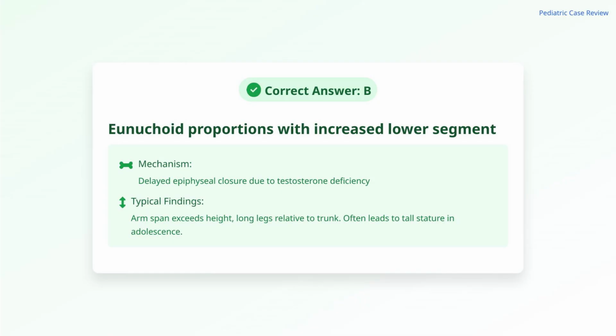Males with Klinefelter syndrome develop characteristic body proportions due to testosterone deficiency affecting epiphyseal closure. This results in continued long bone growth, producing disproportionately long legs relative to trunk length. Arm span typically exceeds height by several centimeters. These eunuchoid proportions, combined with delayed puberty, often result in above-average height during adolescence, though adult height may normalize somewhat.